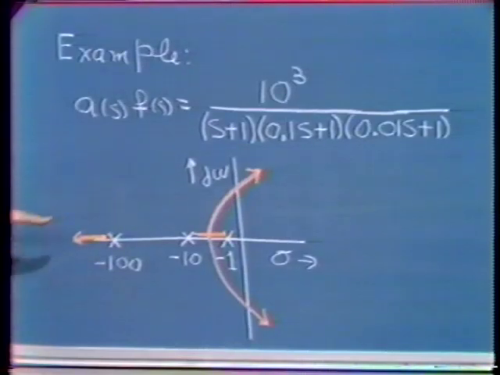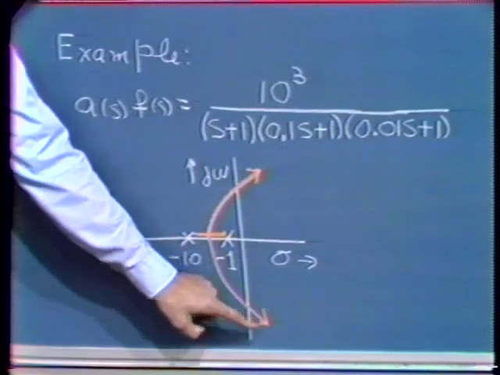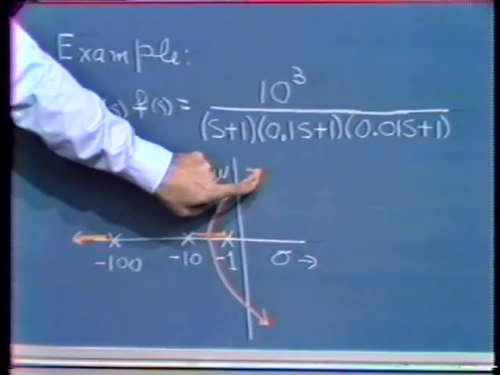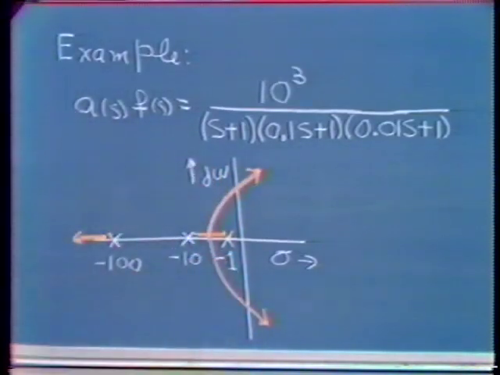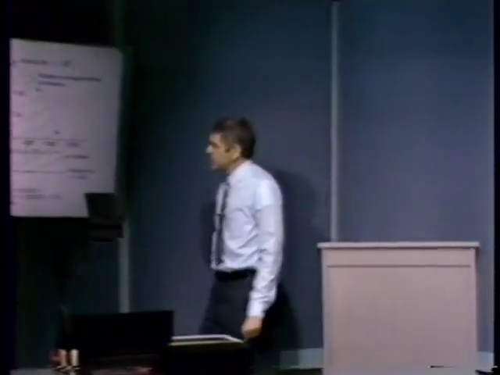And what that tells us is that for sufficiently large values of A0F0, the system has two closed-loop poles with positive real parts. Here's one and here's one once the A0F0 product gets large enough. Well, we see exactly that behavior in this diagram.